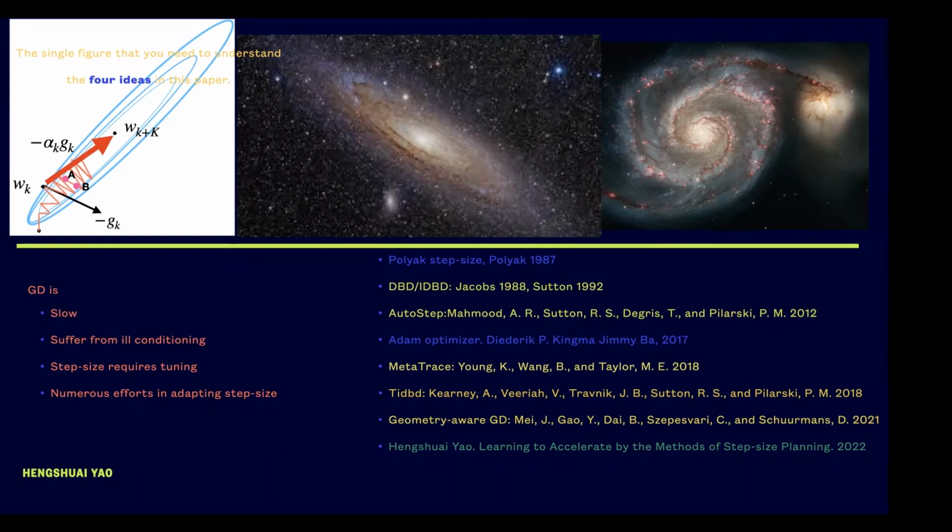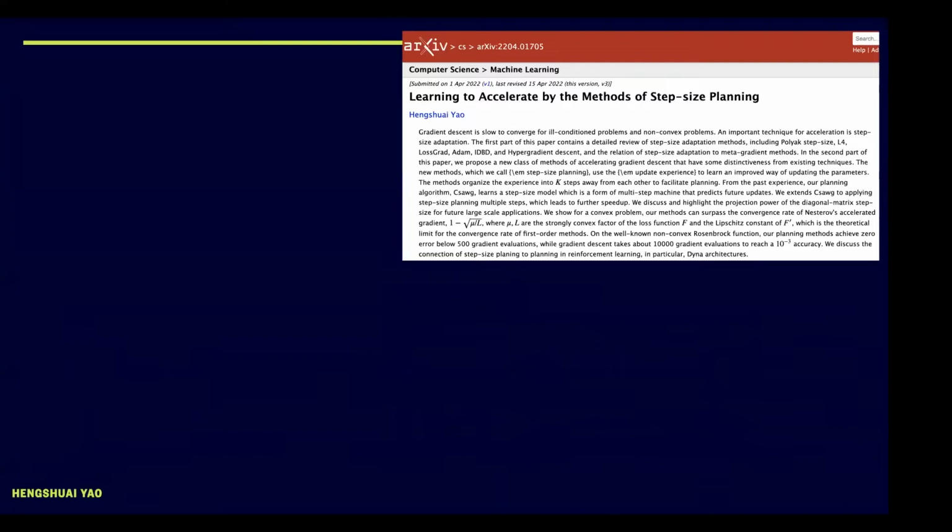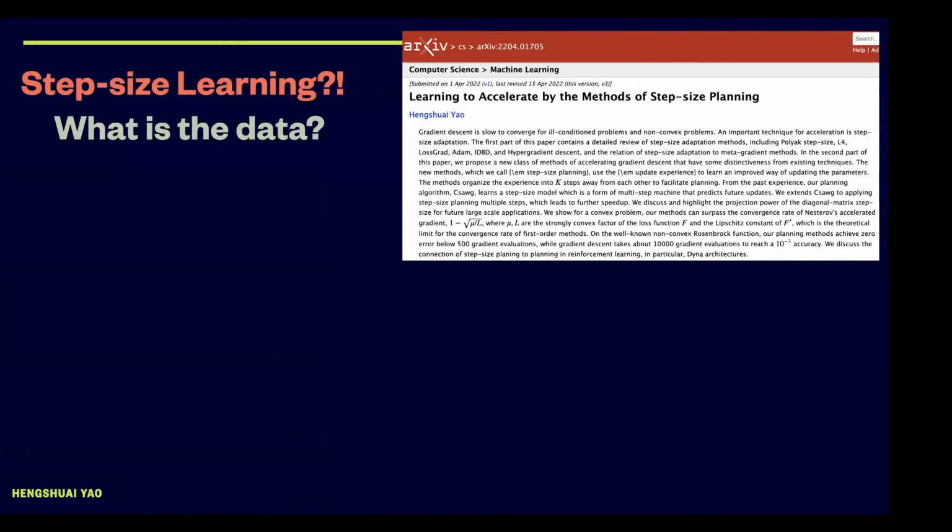The paper I talk about is called Learning to Accelerate by the Methods of Step Size Planning. It's quite a fancy title, but an interesting topic. The first thing you notice is learning, step size learning. Since we talk about learning, what data are you going to use? How is this possible? If the data you use is so special, why don't prior methods do it this way?